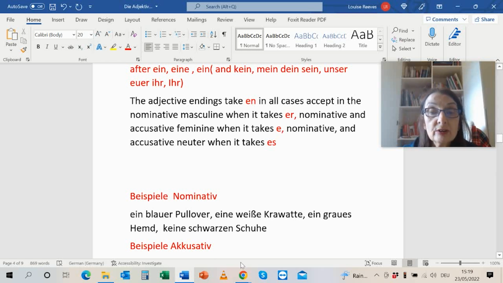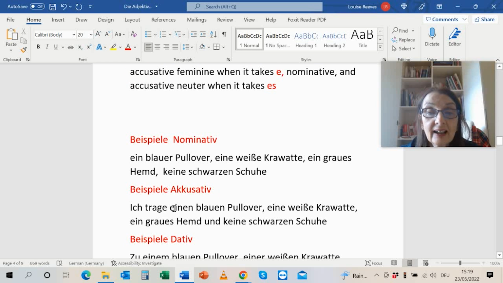And then look at keine schwarzen Schuhe, because remember there's no plural of ein, and the only way we can get a plural is using kein or mein, dein, sein, any of those. Ich trage einen blauen Pullover. There's your masculine singular accusative, the en. Eine weiße Krawatte, ein graues Hemd und keine schwarzen Schuhe.